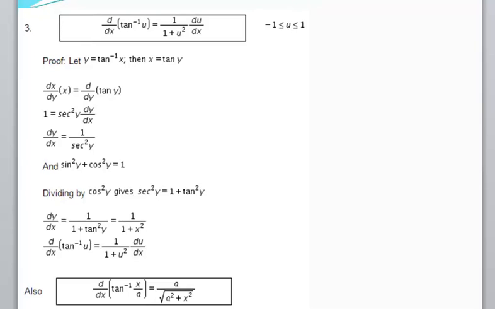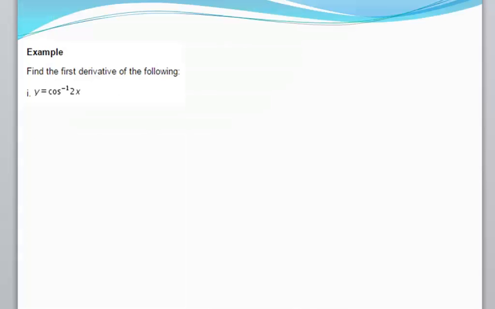Now working through using these formulas, we want to find the first derivative of the following. We're going to start by writing out our rule: d on dx of inverse cosine of u is equal to negative 1 on the square root of 1 minus u squared, times du on dx. Now we come back to our formula. So our u is equal to 2x.